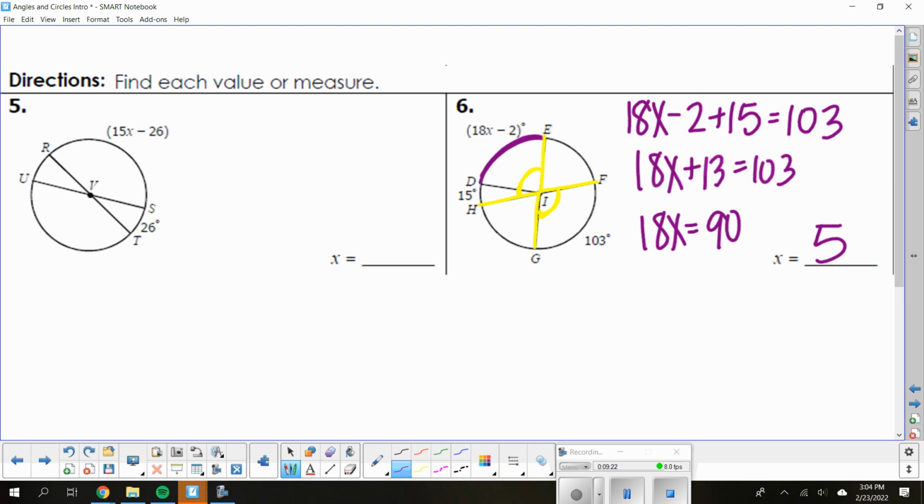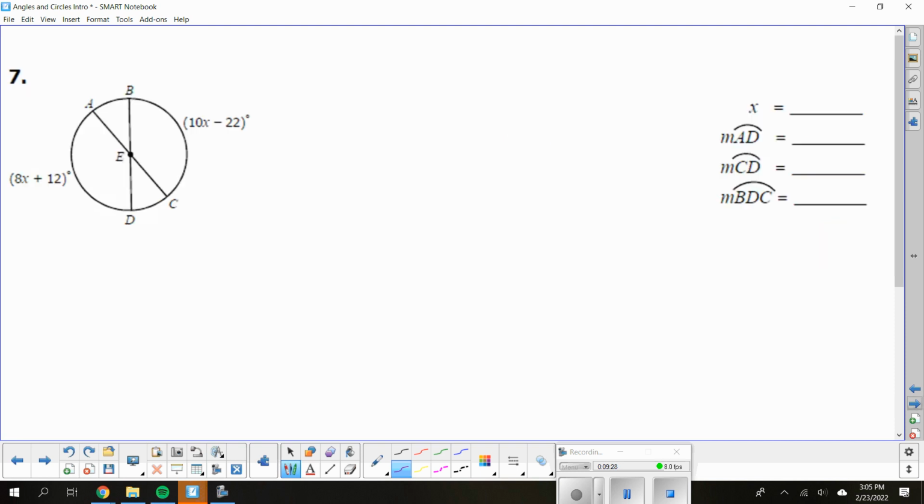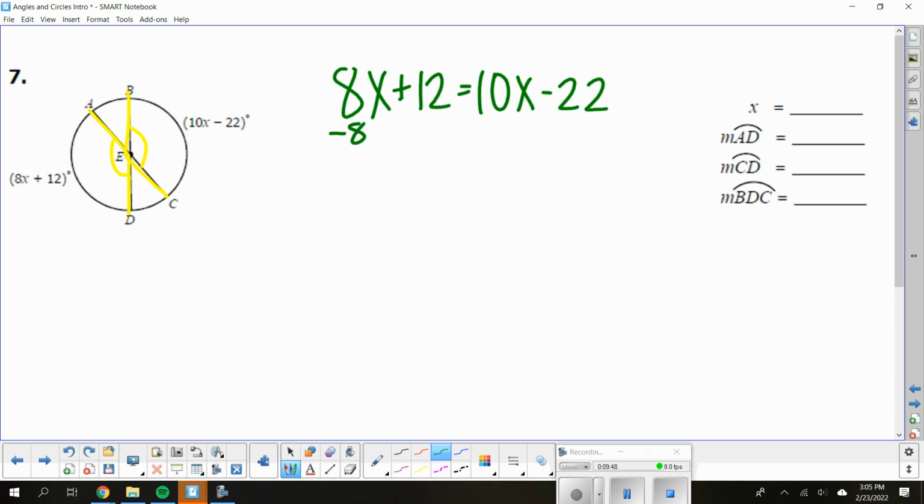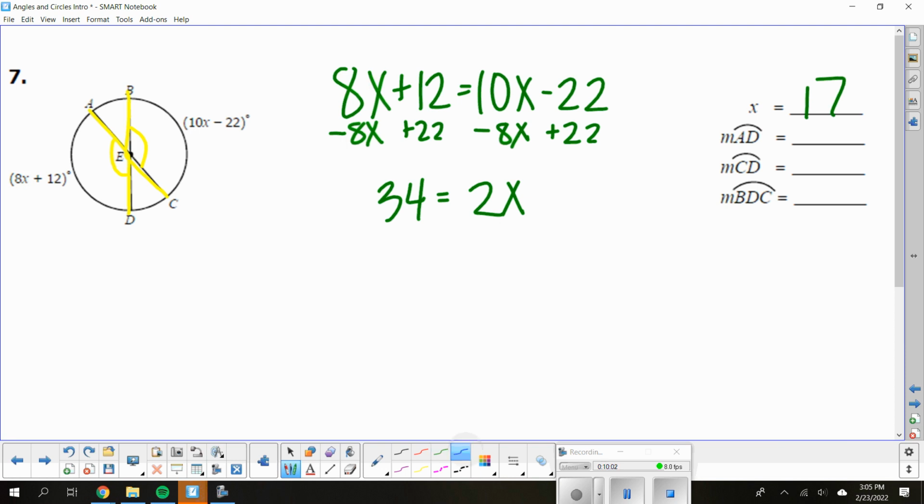Alright, let's try another one. Let's go down to number 7. These angles, again, are going to be vertical angles. They're across from each other, so those should be congruent. So I want to set these equal to each other. If I minus my 8x, gives me 2x. If I add 122, it's 34. So x is 17.